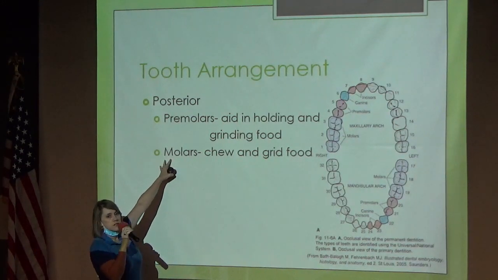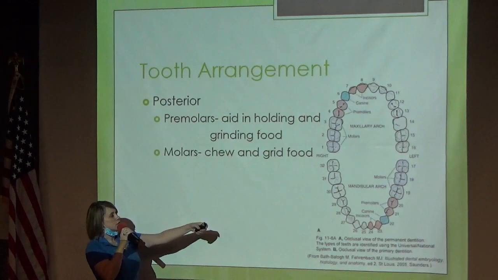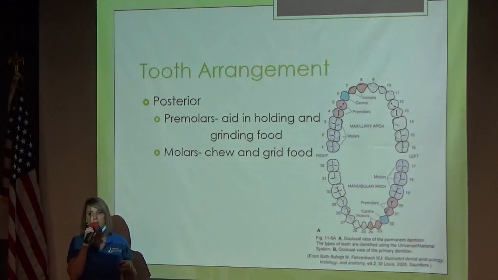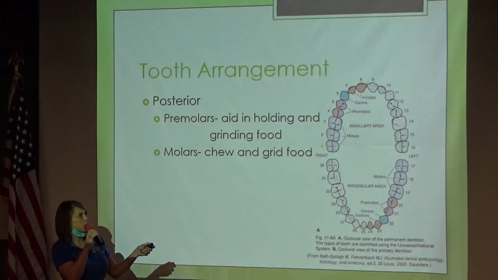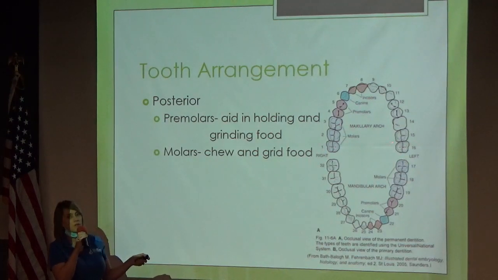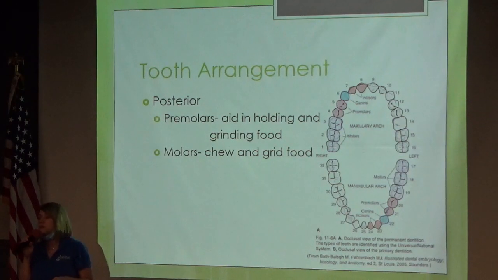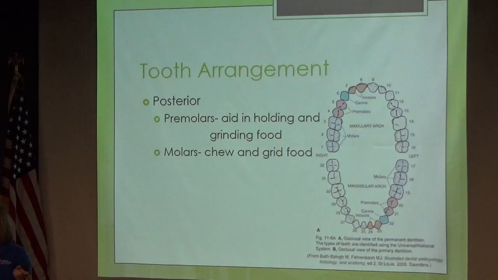Our molars, which are the most posterior teeth, and how many molars do we have on each side? 3. So each quadrant has 3 molars. They're first, second, and third molars. That has to do with eruption. This is another day's lecture, so we won't try to belabor it too much. But to understand, molars are typically where we grind all of our food when we're eating. Those are the teeth that we use primarily.